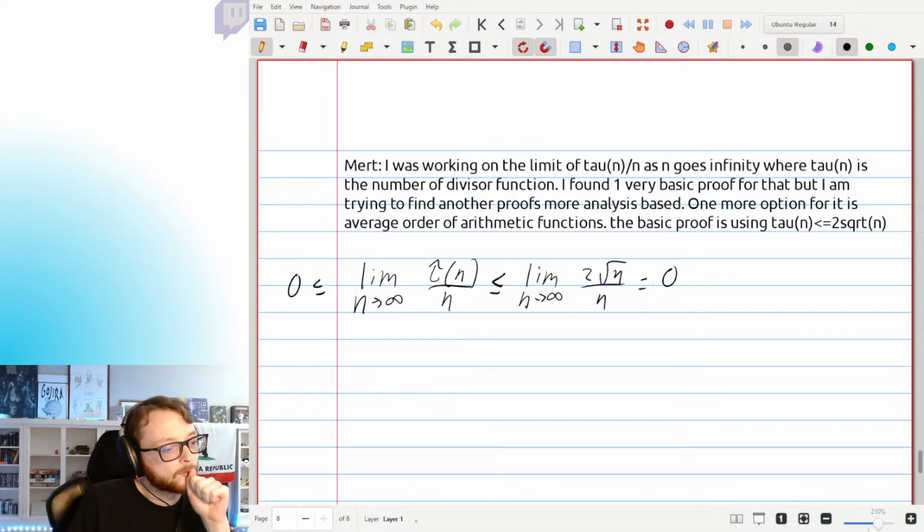Different thing for alpha of n over n, where alpha of n is the number of distinct prime divisors. Shouldn't that have the same upper bound? Or like, I assume alpha is bounded above by tau. Yeah, okay. You're saying the same thing, Mert. Okay.